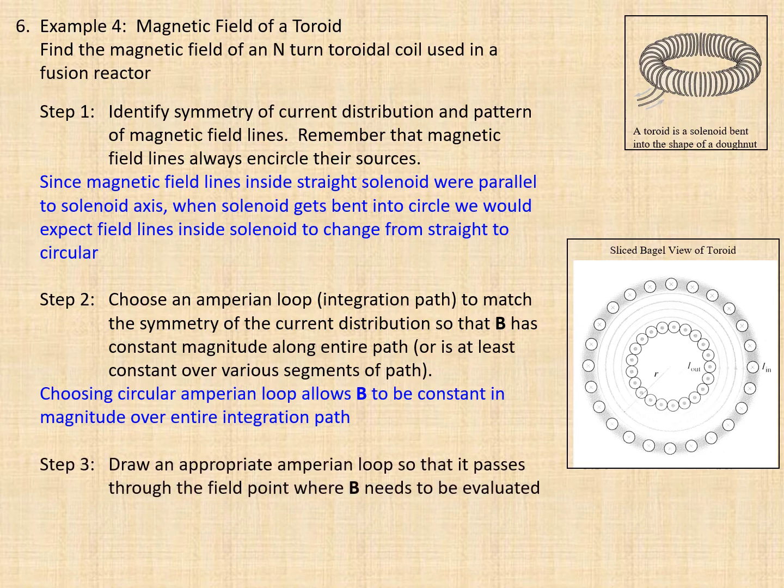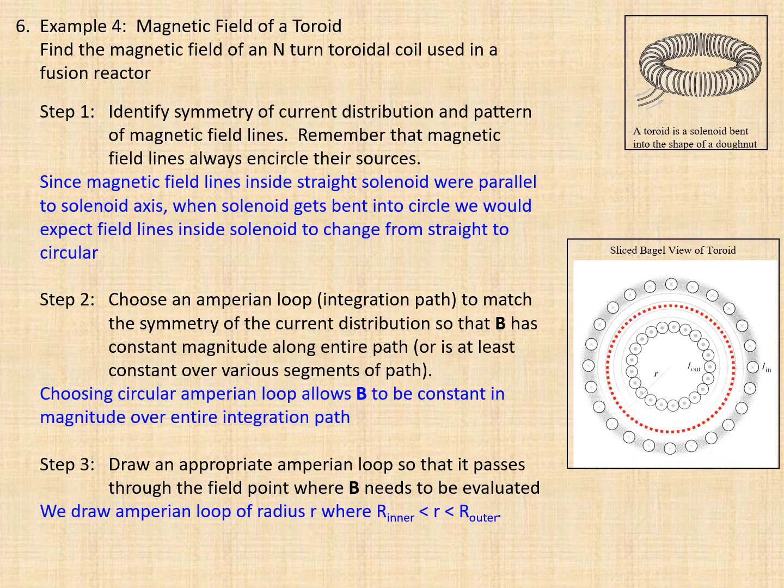So we'll draw in an appropriate Amperian loop. Notice that a toroid has both an inner radius and an outer radius. So we want to be careful that when we draw in that Amperian loop, it is passing through a field point inside of the toroid, so we want to make sure that that radius is somewhere in between the inner radius and outer radius.